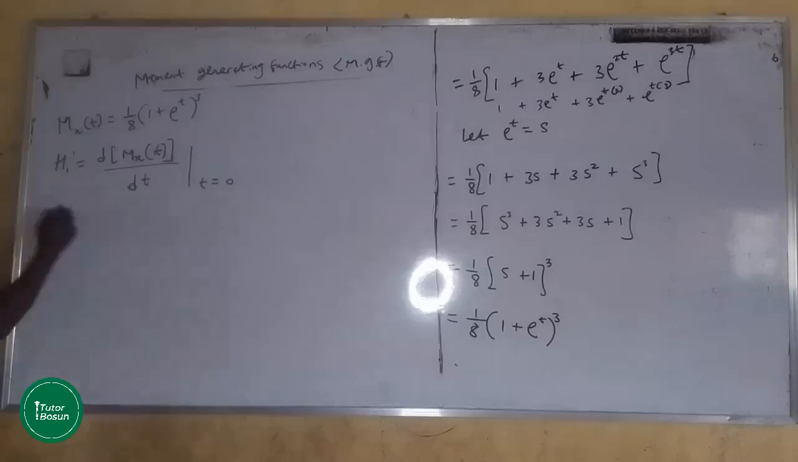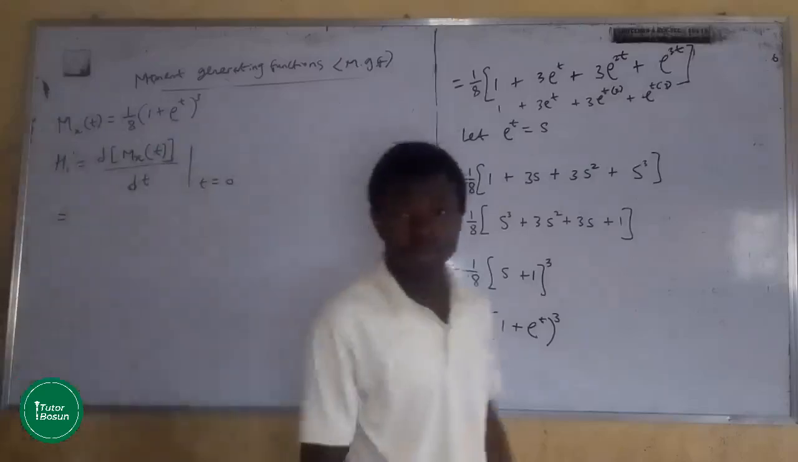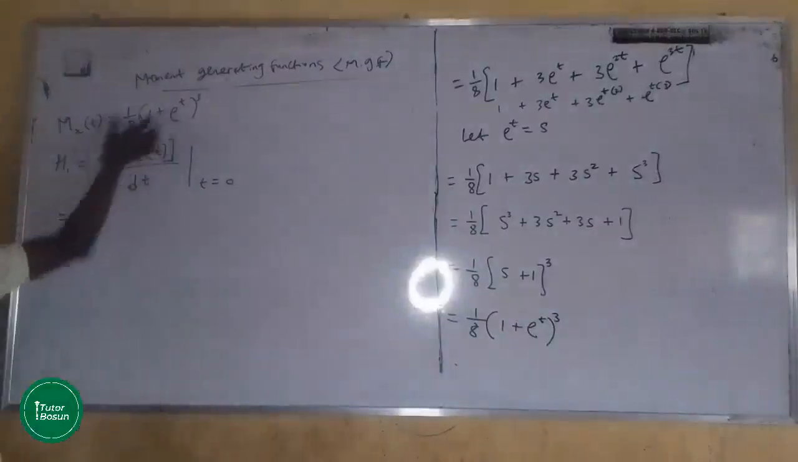So we can easily differentiate this. We want to differentiate this expression with respect to t. 1 over 8 is a constant. So how do we go about this? You know, this is a function of a function, so you can use your theory to solve that. So using our theory, how do we go about this?